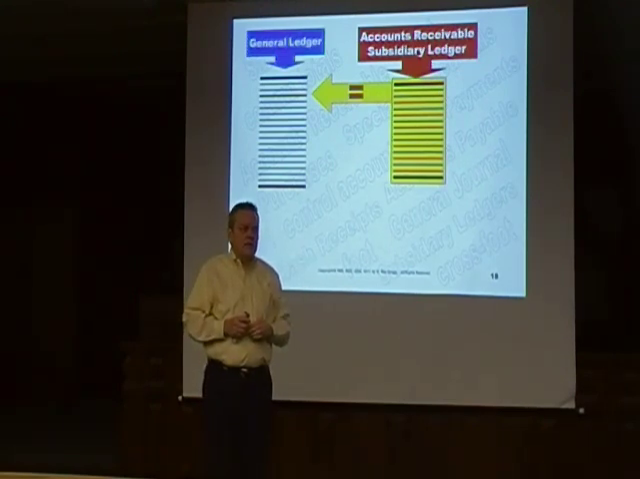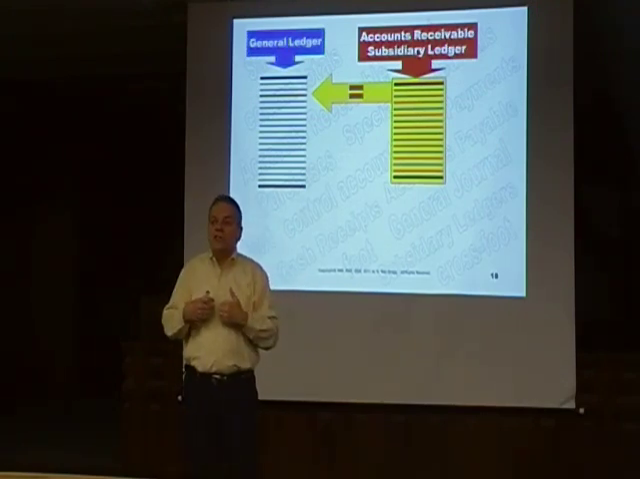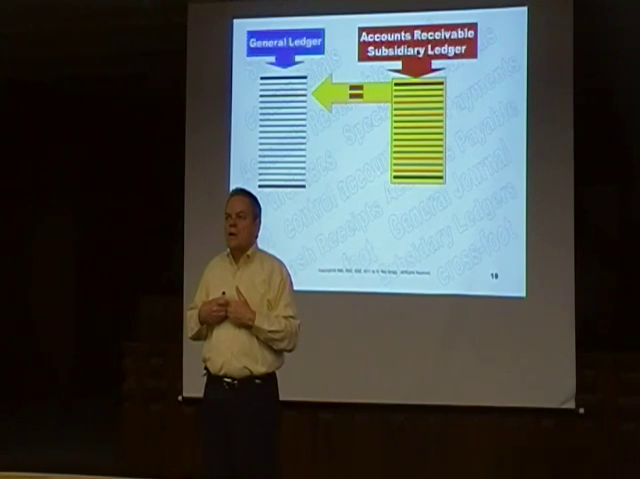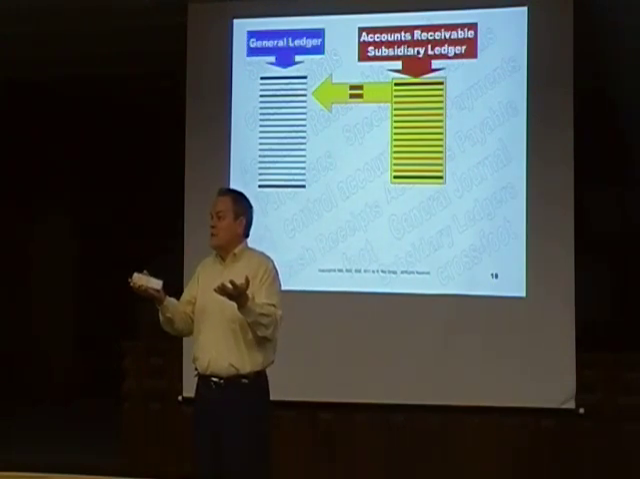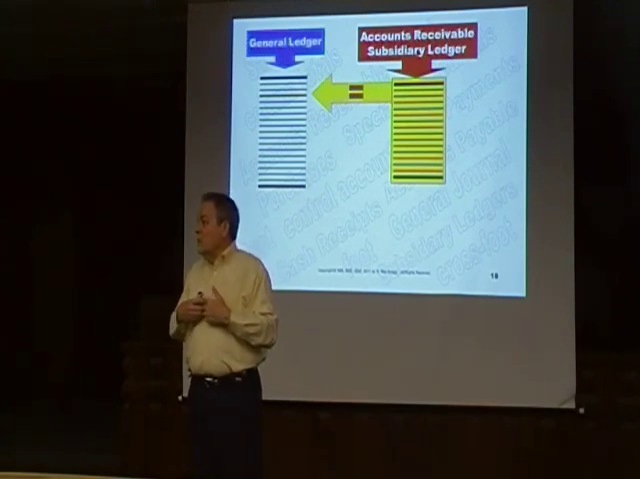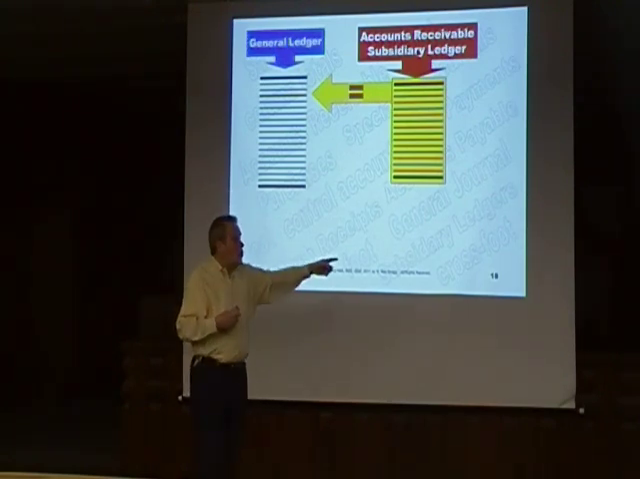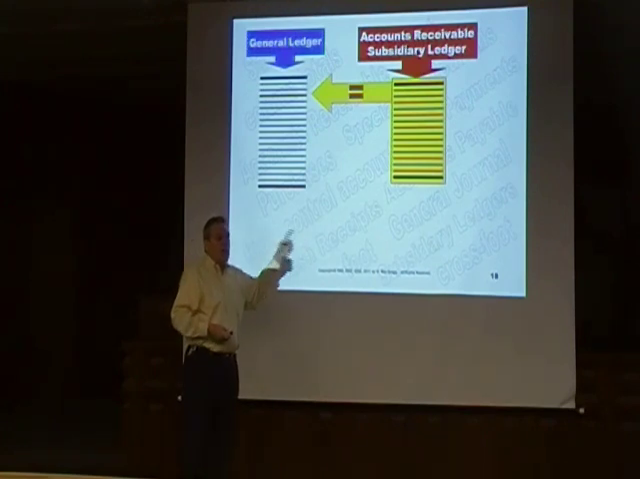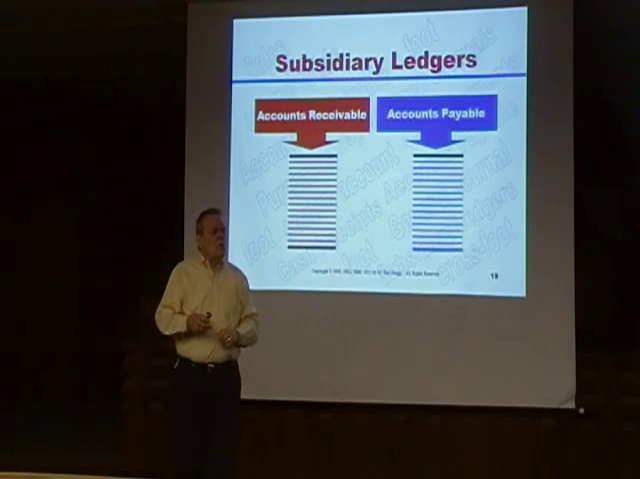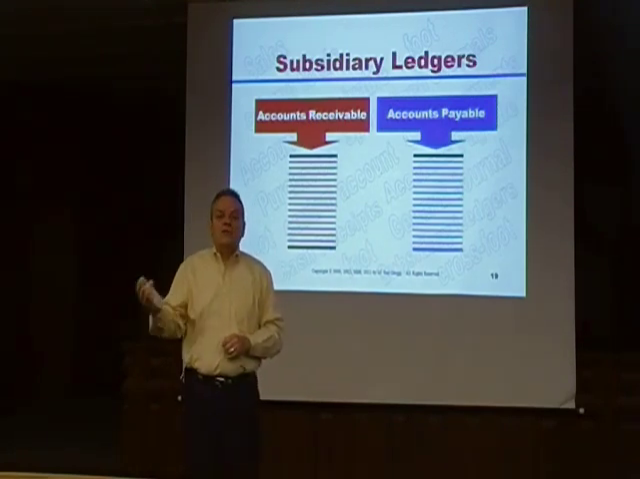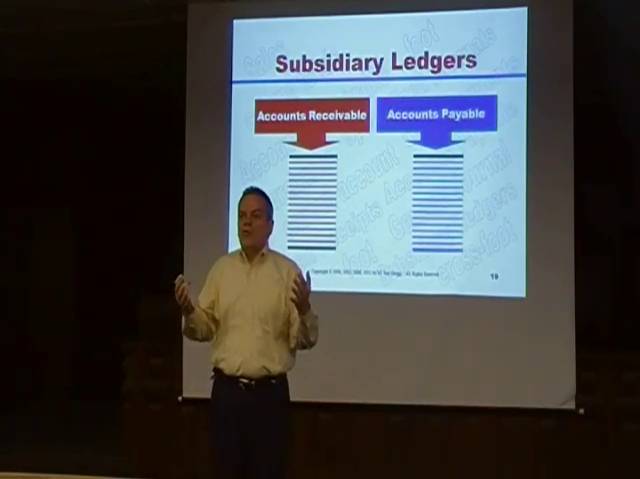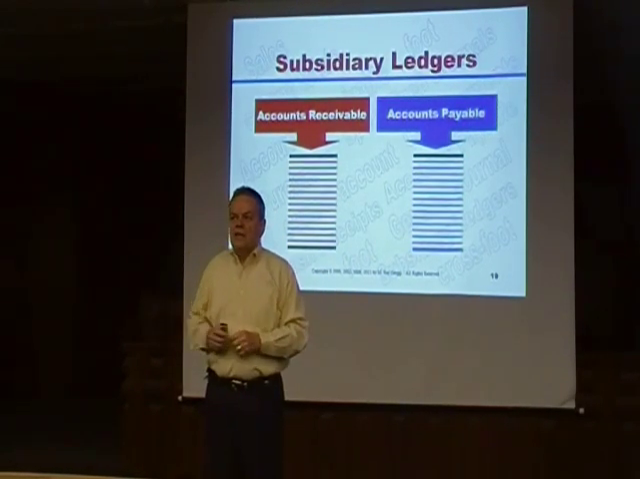Lots of companies do this. It's a good check and balance. It gives us assurance of the accuracy of our work, in the same way that we like it when we know that the trial balance is in balance. We're going to like it when we find out that the control and the subsidiary ledger agree with one another. So, we could apply the very same concept to accounts payable. Accounts receivable and accounts payable are ripe for having a subsidiary ledger.